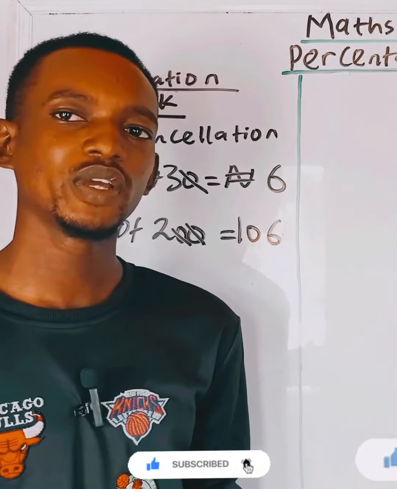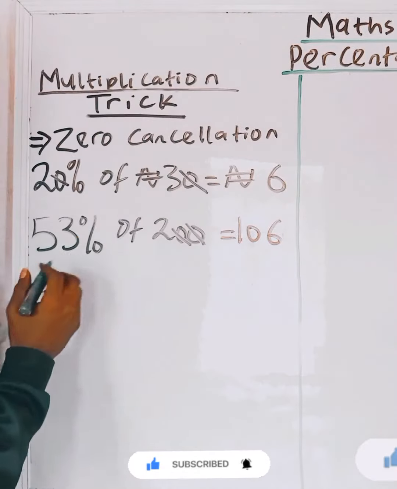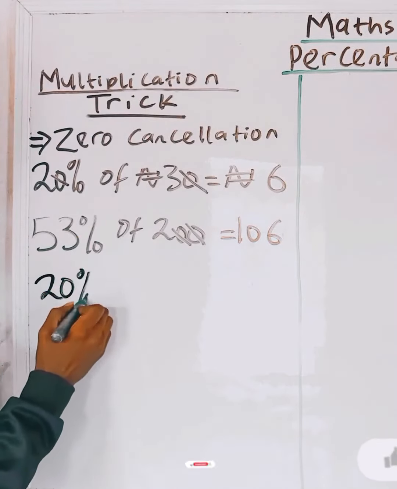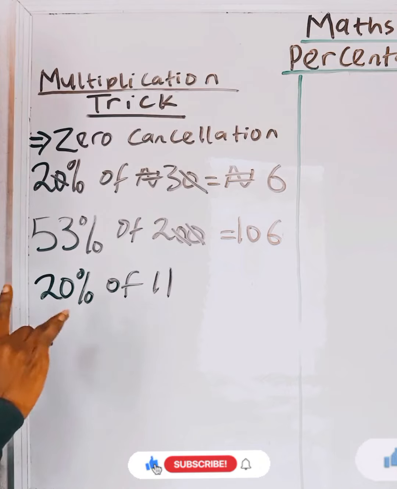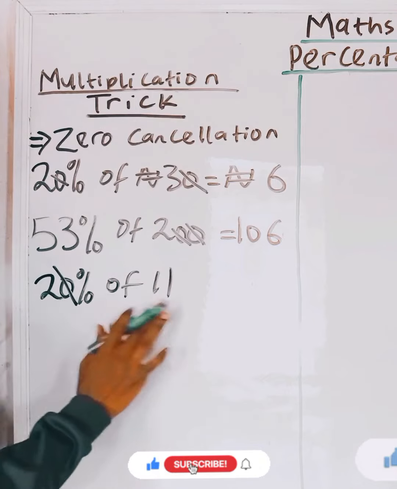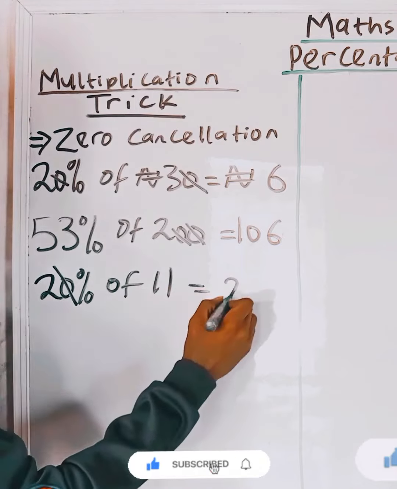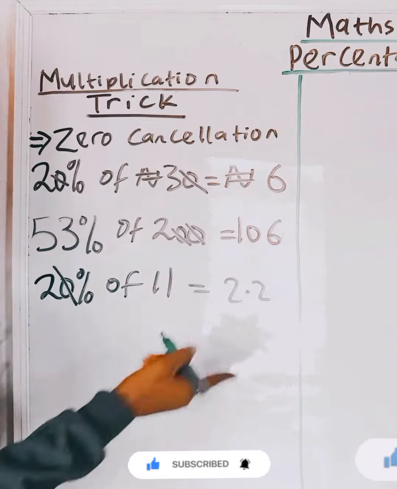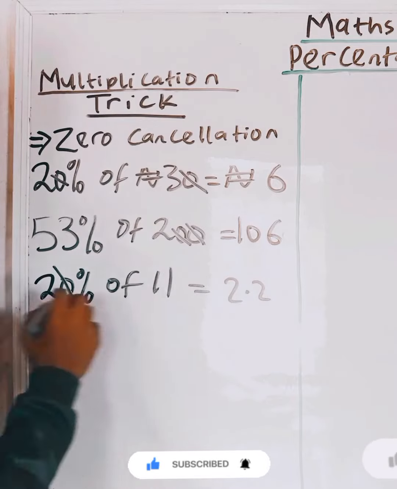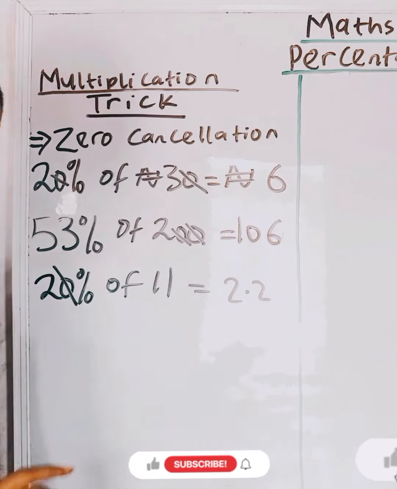What if the zeros are not up to 2? Let's say we have to evaluate 20% of 11, for example. Now here we just have 1 zero. No problem. Get rid of that 1 zero. Multiply normally. 2 times 11, 22. Then move a decimal place. That's 1 decimal place to compensate for the other 0. So therefore, 20% of 11 is 2.2.